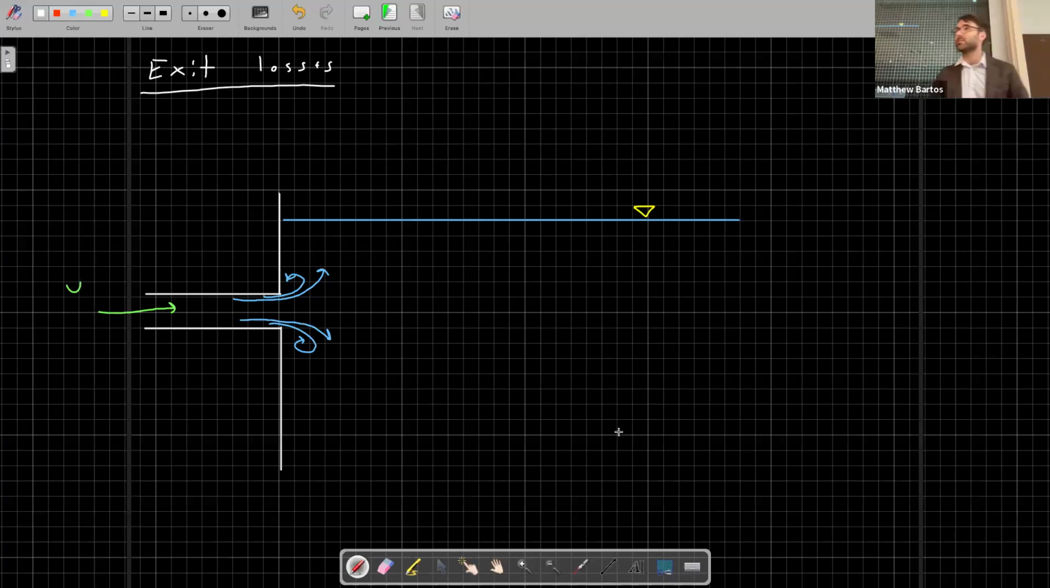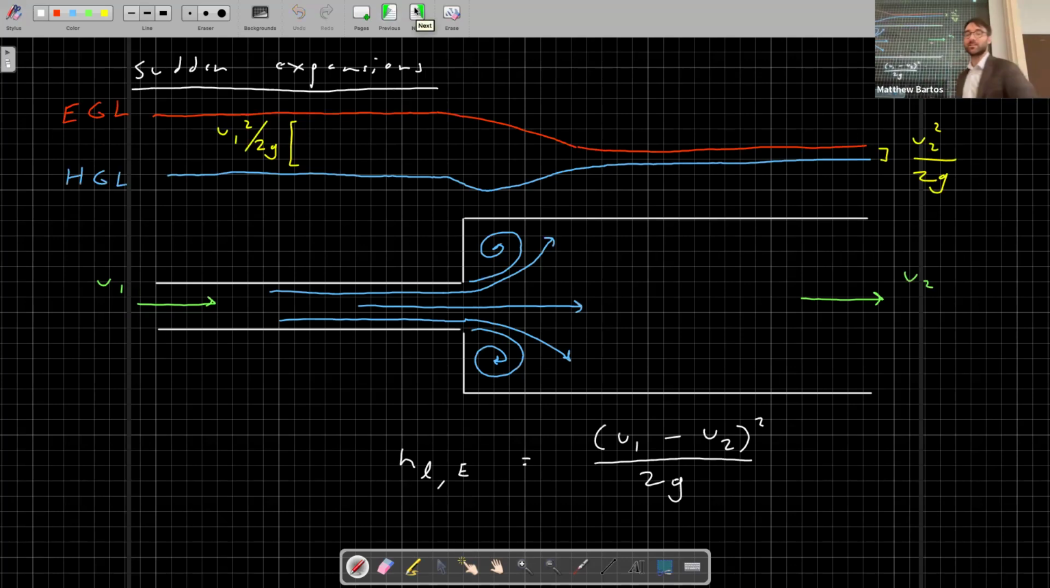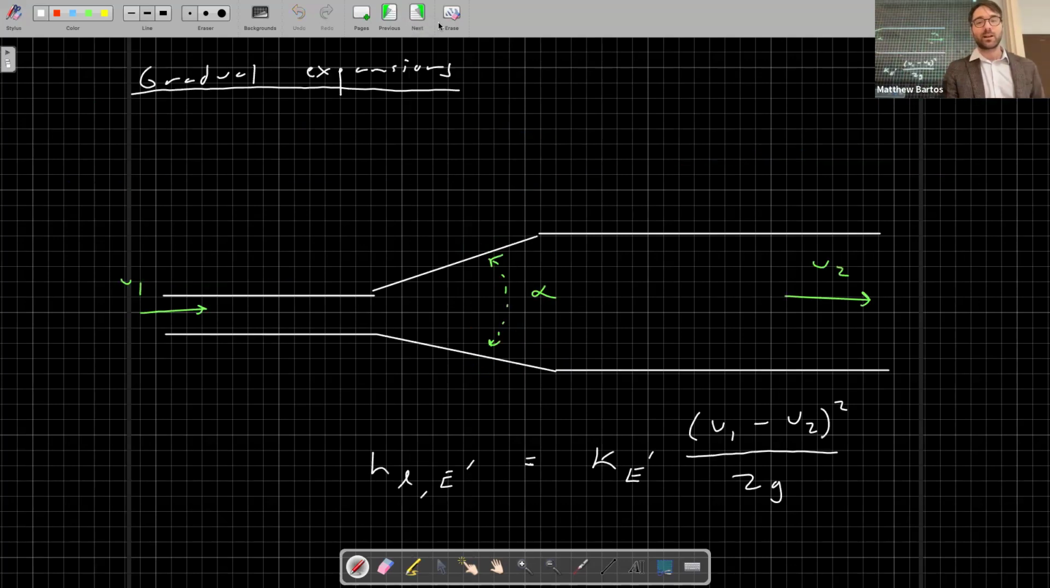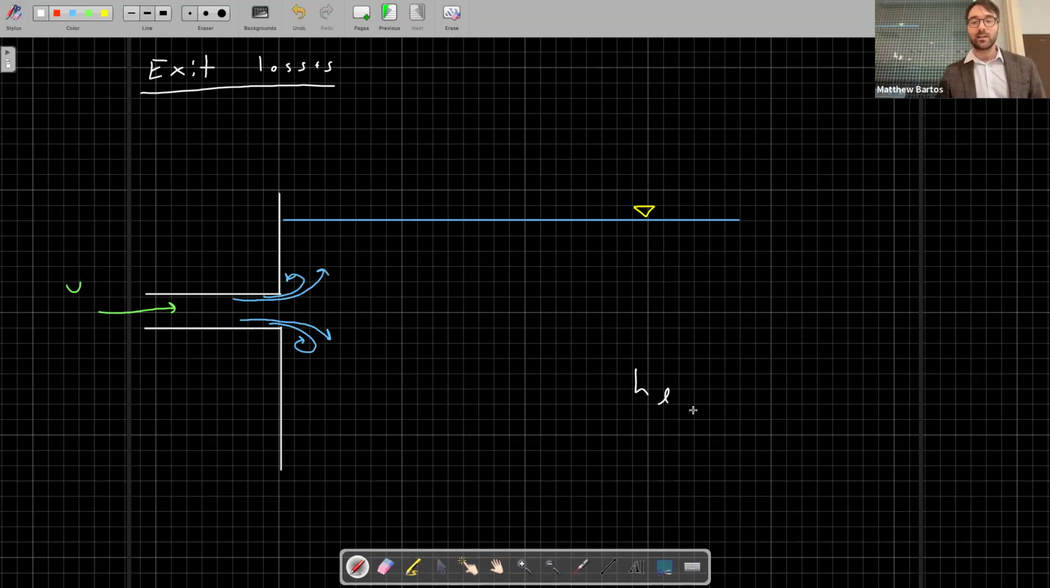So our expression for exit losses is really simple. It's basically the extreme case of the sudden expansion. So what happens here if U2 goes all the way to 0? We just end up with the head loss equal to U1 squared over 2g. So the case for exit losses is just going to be h little l, I'll call it D for discharge. Unfortunately, most of these words start with E. So h little l D for our exit loss will be equal to U squared over 2g.